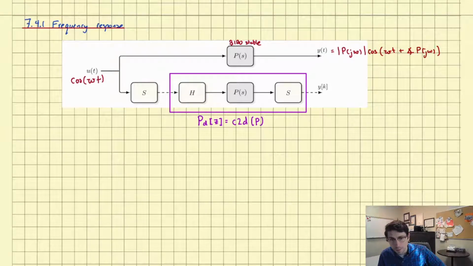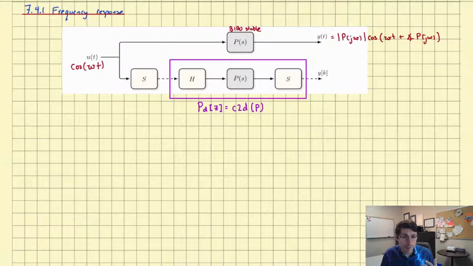Okay, on the bottom branch, in the purple box, we have the step invariant transformation of the same P of s, the same plant. Okay, and of course this is P sub D of z, which we call C to D. And what we saw a couple of classes ago, when we were discussing eigenvalues, is that if the continuous time system is BIBO stable, then the discretized system will also be BIBO stable. So we know this guy down here is also going to be BIBO stable because C to D preserves stability.